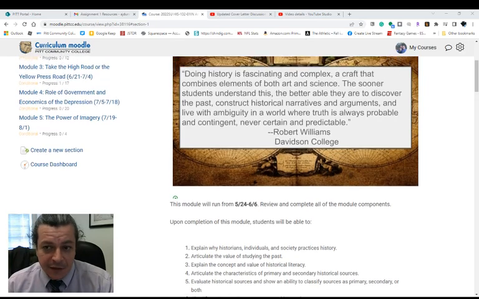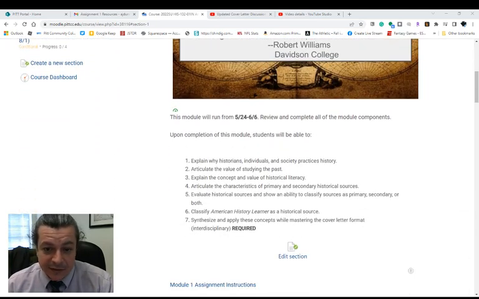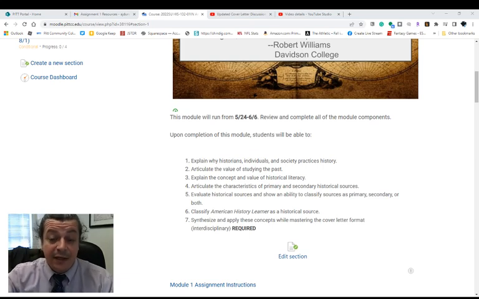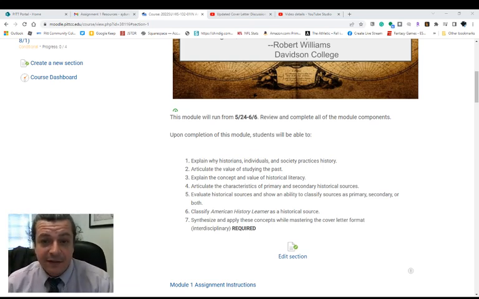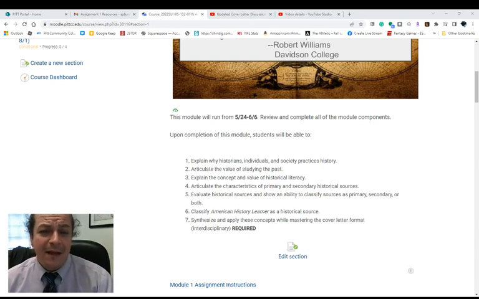If you look at the beginning of each module, you're going to see a set of module objectives right here. Upon completion of this module, students will be able to. There are 7 things that by the end of this module you should be able to do, not master in a way. Sometimes these concepts aren't entirely mastered, but you show a proficiency in these ideas.